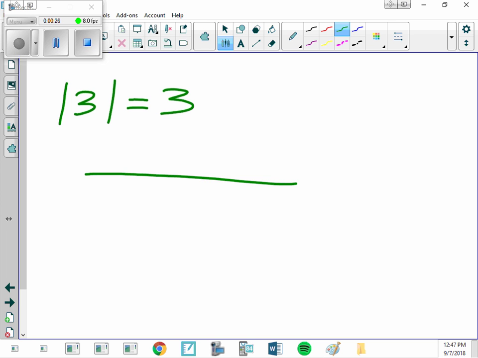So if I have a number line, 0, I want to know how far this number is from 0. Well, the answer is 3. And distance is always positive. If I had you stand up and say, okay, walk negative 10 feet, and you walk backwards 10 feet, how far did you travel? 10 feet. You can't really walk a negative distance.